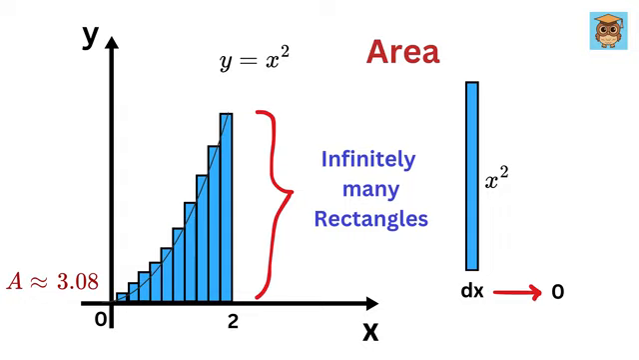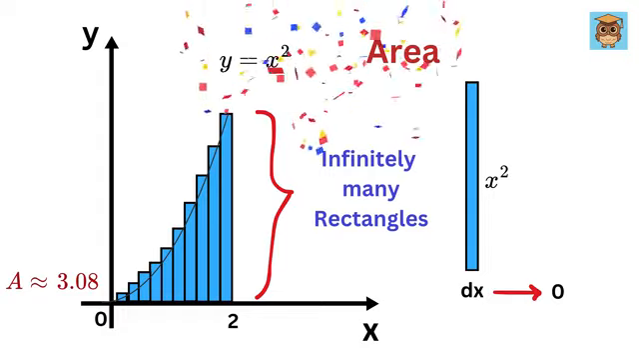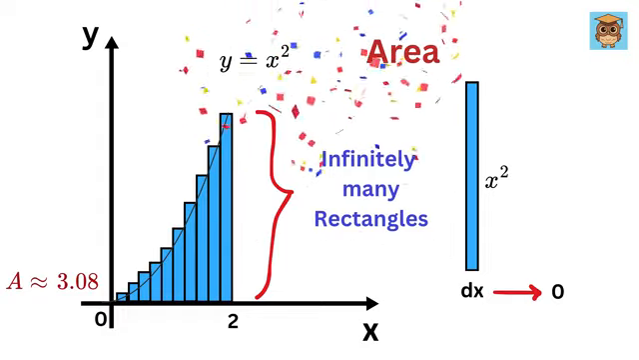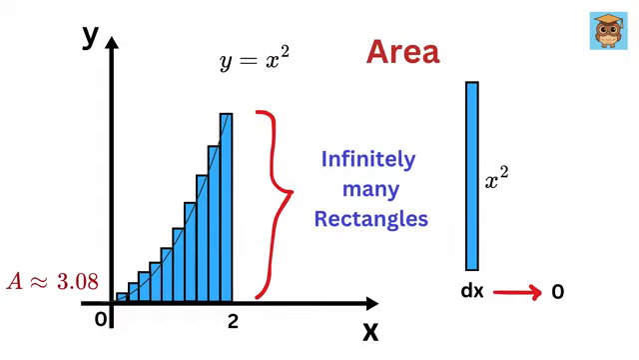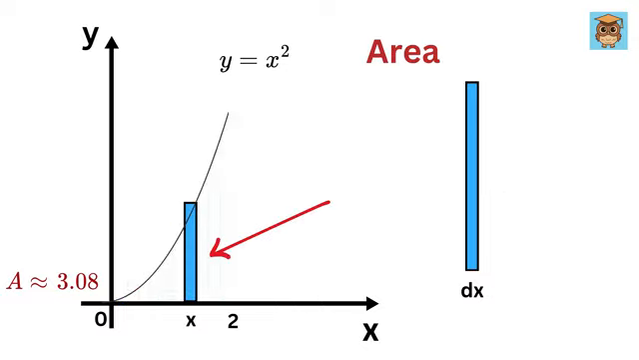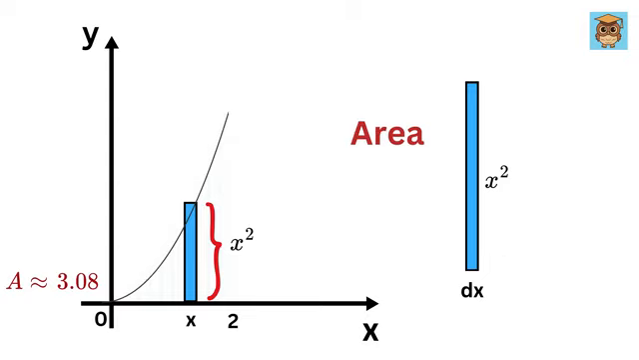Don't you think so? So, if you understood what I told you right now, that means, congratulations, you have understood integration, because that's what it is all about. Assume for this parabola, at some value of x, we have the height of this rectangle as x squared, so the area of this rectangle will be x squared times its width, or dx.